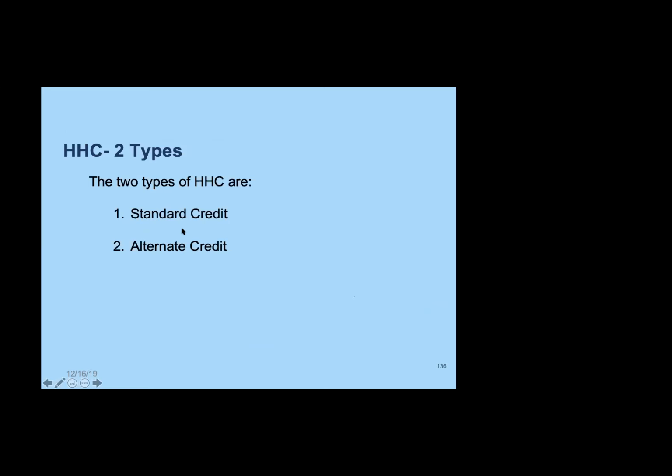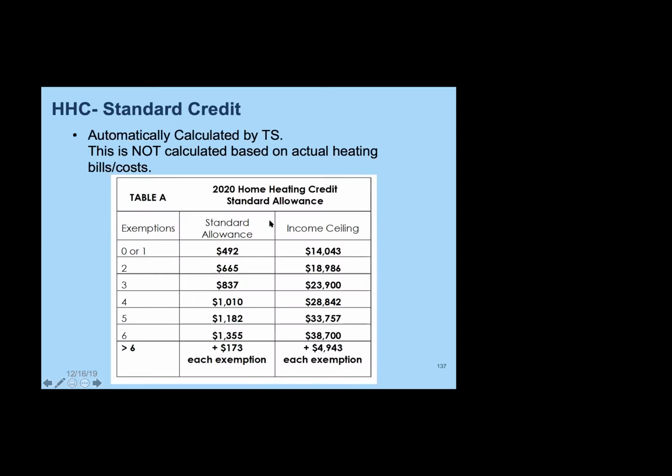There are two types of credit calculations: the standard credit, which is by way the vast majority of our clients, and then there's an alternate credit, which requires that the heating cost be greater than 11% of the total household resources. That's really high. These are the 2020 allowances. They're up from last year. I didn't put last year's down, but they are definitely up.